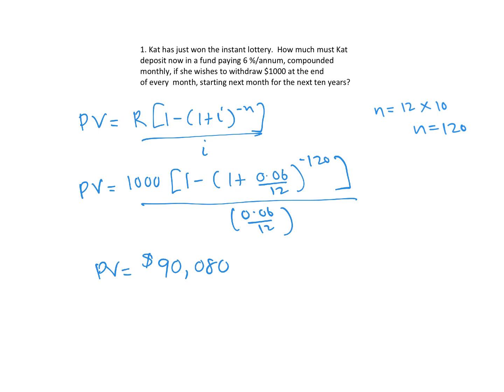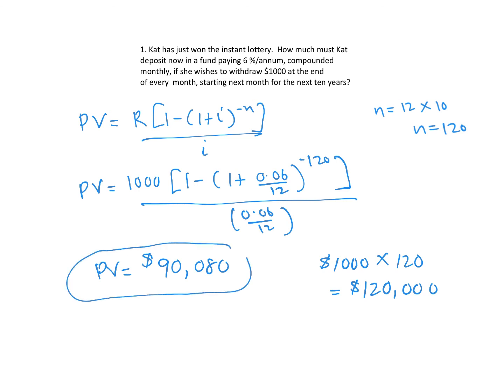So if you calculate this on your calculator, type it all in, the present value works out to be $90,080. So think about this. She's taking out $1,000 a month, 120 times. That totals $120,000, but she only needs to put in this lump sum to take out that $120,000.